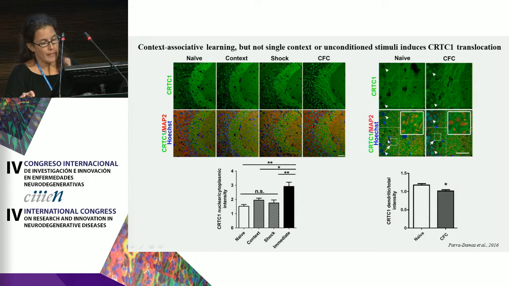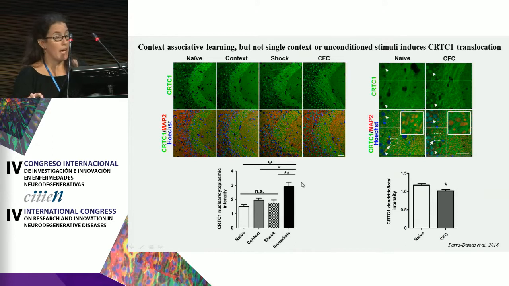CRTC1 colocalizes with MAP2 in the dendrites of CA3 hippocampal neurons in naive conditions. But 15 minutes after contextual fear conditioning, this colocalization is significantly reduced. Furthermore, context associative learning, but not context or shock alone, induces a high nuclear translocation of CRTC1. So we can suggest that CRTC1 is essential for associative memory encoding, and we hypothesize that CRTC1 activation and nuclear translocation may be altered in neurological disorders occurring with cognitive deficits.